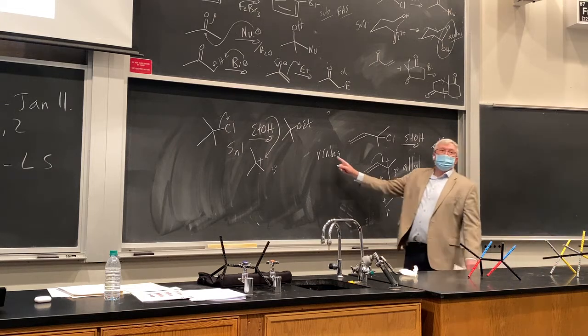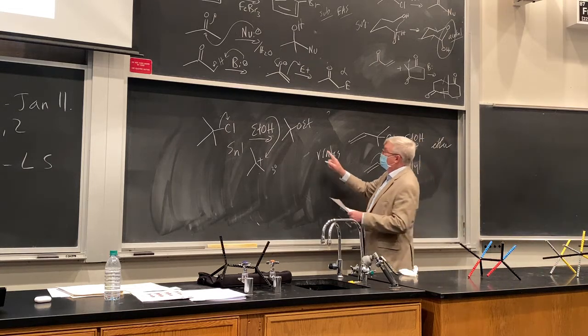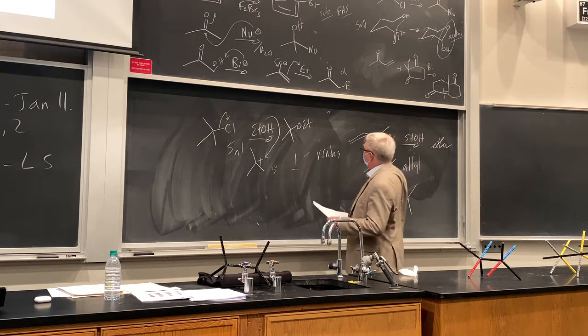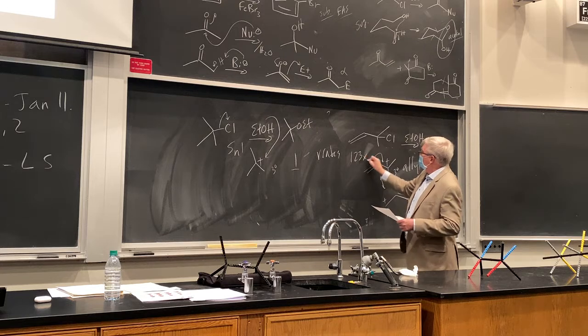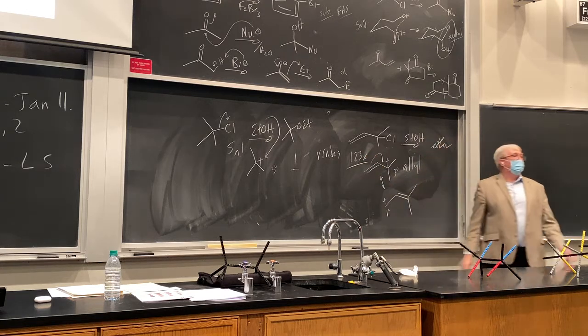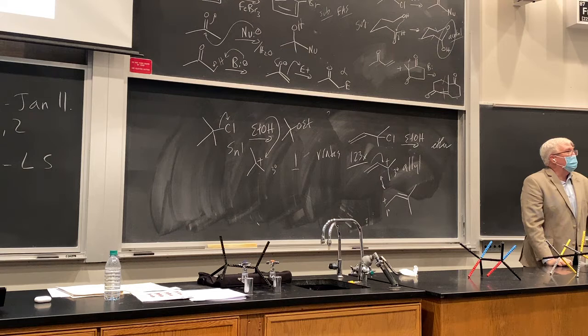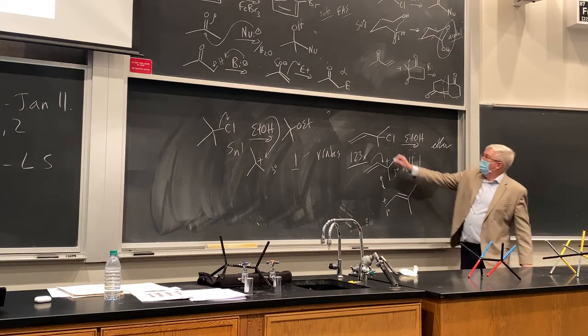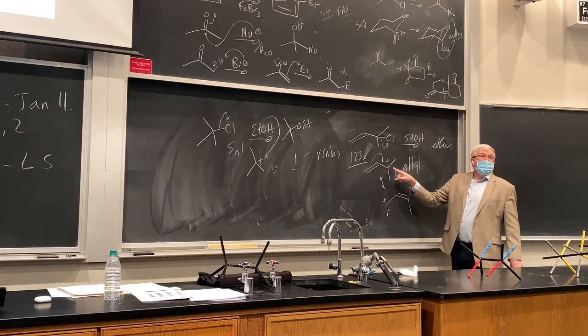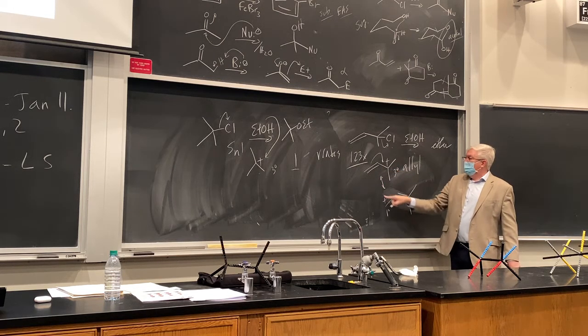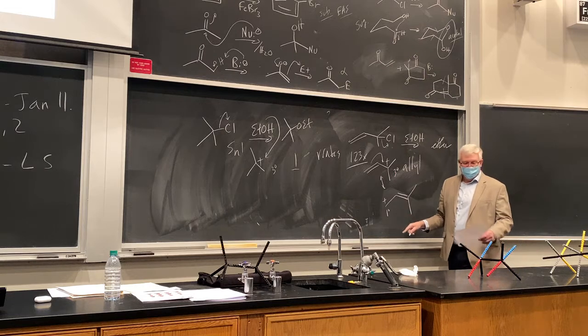What about the relative rates? That's why I point this out. Well, you can normalize this rate to 1 over here. And this rate over here is 123 times faster. Why? Because the slow step is what? Loss of the chloride to give the allyl cation. Why is this one so much faster? Because of this allylic resonance, right?